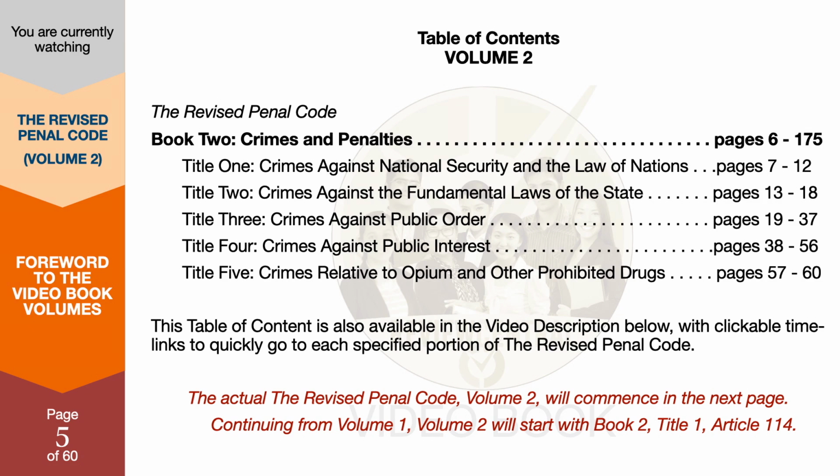This table of contents is also available in the video description below, with clickable time links to quickly go to each specified portion of the Revised Penal Code. The Revised Penal Code, Volume 2, will commence in the next page. Continuing from Volume 1, Volume 2 will start with Book 2, Title 1, Article 114.